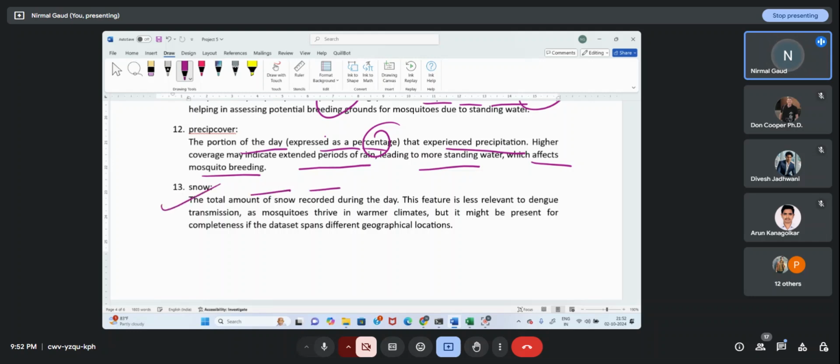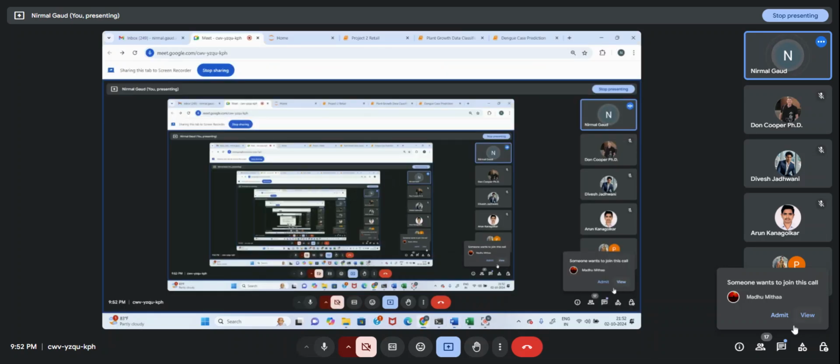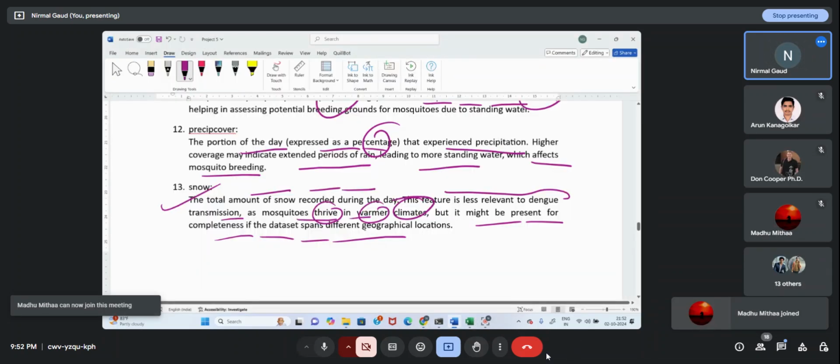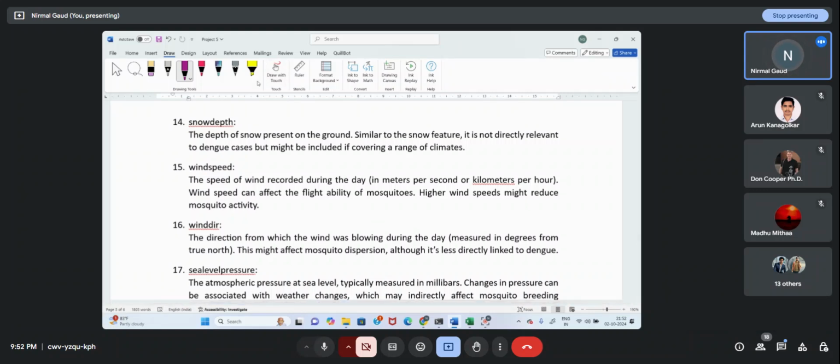Snowfall, the amount of snow recorded during the day. This feature is less relevant to dengue transmission as mosquitoes thrive in warmer climates. It might prevent it, but according to the geographical locations, there might be a chance that we are including this feature also. That is snow. Snow depth also, for example European countries and all, they are having snow. So snow depth means the presence of snow on the ground.